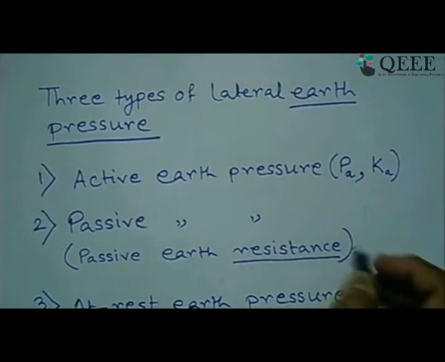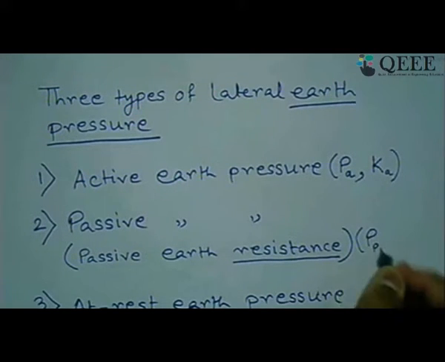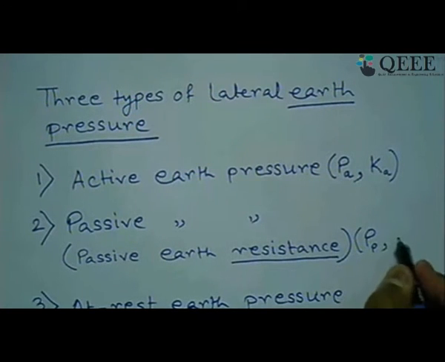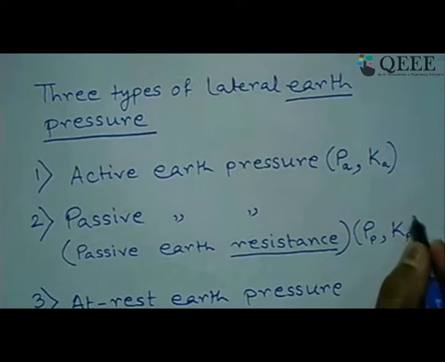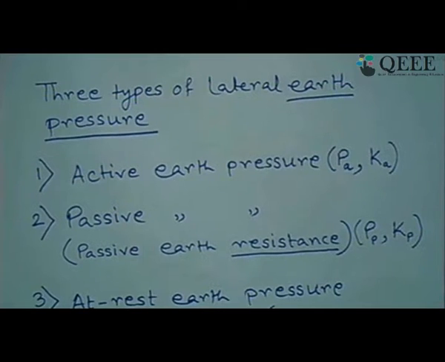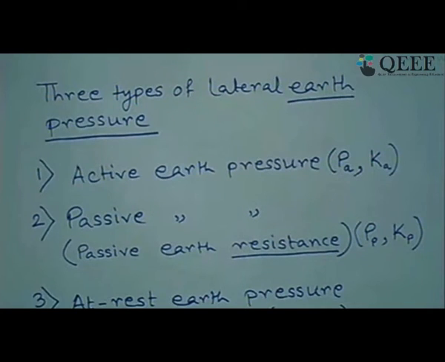For the passive case, we denote it by the symbol PP, that is total passive resistance, and the corresponding coefficient of passive earth resistance we denote as Kp. And at rest we use the symbol P0, that is because there is no movement of the wall, and the corresponding lateral earth pressure coefficient, the earth pressure coefficient at rest, is K0. So this K0 condition is nothing but at rest, no movement of the wall.